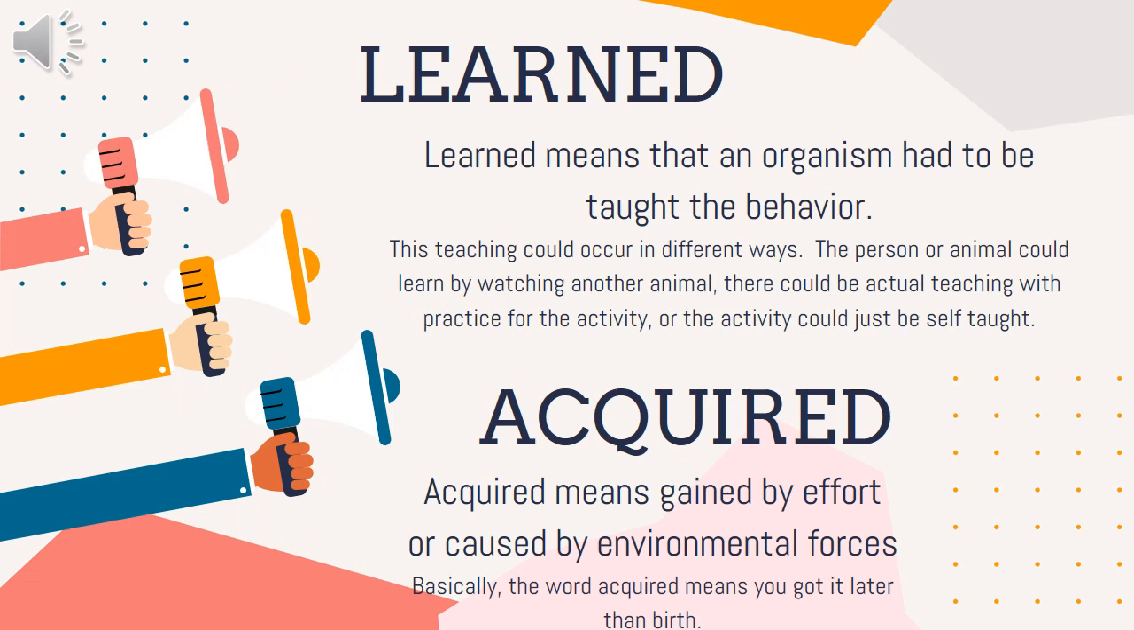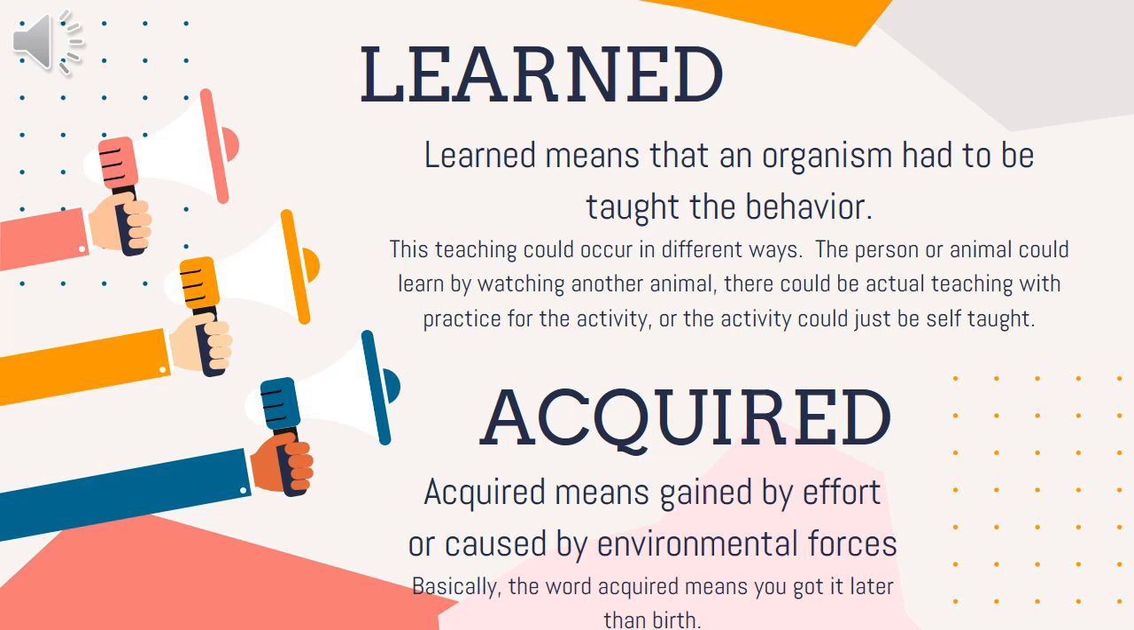Okay, so now we're going to switch gears a little bit. We've been talking about inherited. Now we're going to switch over to the opposite of that, which would be learned or acquired. So learned means an organism had to be taught the behavior. This teaching can occur in many different ways. The person or animal could learn by watching another animal. There could be actual teaching with practice, or the activity could just be self-taught.